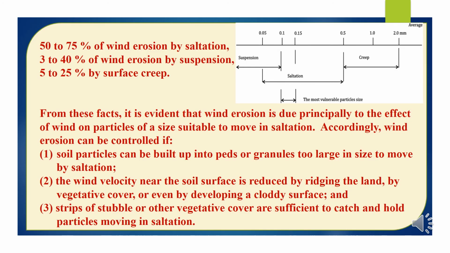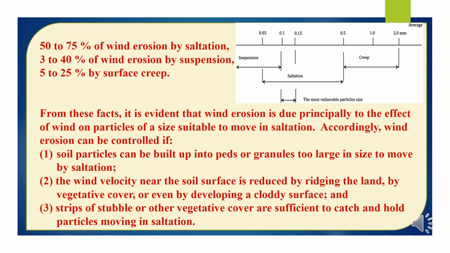50 to 75% of wind erosion is by saltation, 3 to 40% of wind erosion is by suspension, and 5 to 25% is by surface creep. From these facts, it is evident that wind erosion is due principally to the effect of wind on particles of a size suitable to move in saltation. Accordingly, wind erosion can be controlled if soil particles can be built up into clods or granules too large in size to move by saltation.